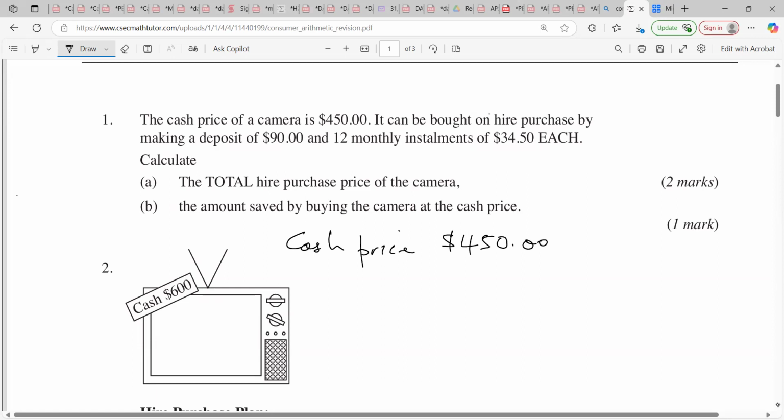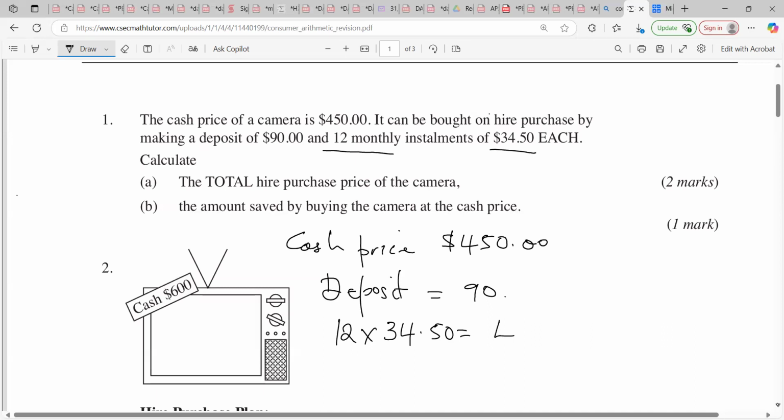Now the deposit is what we call, in Jamaica, the down payment. So the deposit is $90, right? And you're going to pay 12 monthly installments of $34.50 each over the 12 months. So we're going to multiply that by 12 to get the grand total that you will pay in installments. So 12 times 34.5. Remember, you can use a calculator for this.